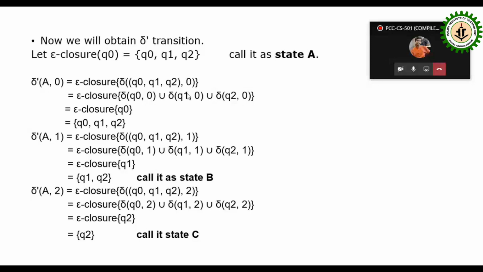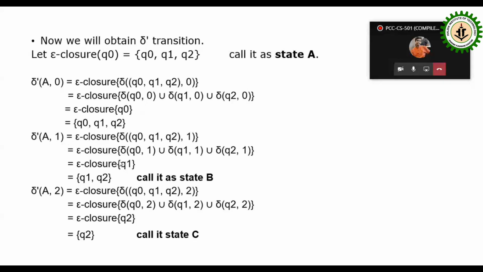Okay, let's start. The epsilon closure of Q0 is Q0, Q1, Q2. Let's call it state A. From state A, there are three defined inputs: 0, 1 and 2. For 0 input, where are we reaching? Q0, Q1, Q2. That means A. This is not a new state.